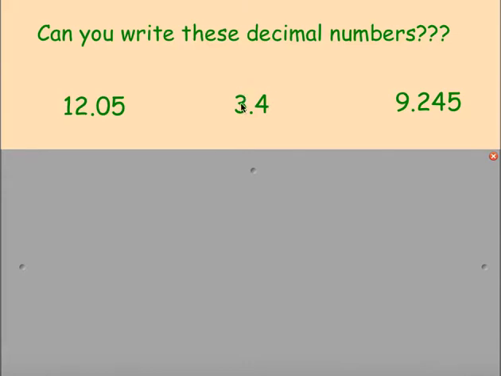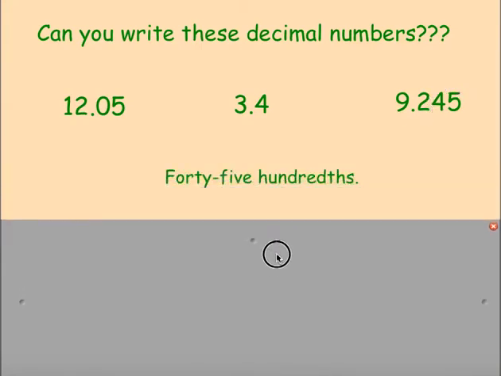This one right here, 3.4, its name is 3 and 4 tenths. And lastly, this is 9 in the ones place, 2 in the tenths, 4 in the hundredths, 5 in the thousandths. So we have 9 and 245 thousandths. As you can tell, it's all based on that last number. This one's 5 hundredths, 4 tenths, 245 thousandths.